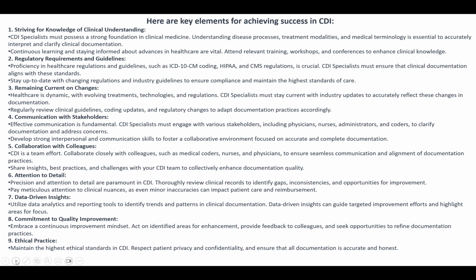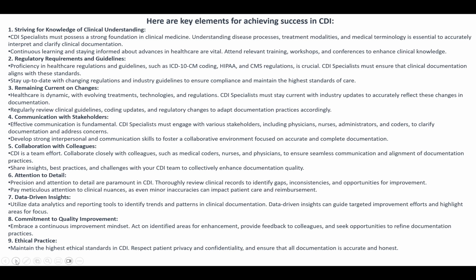Data-driven insights, as I mentioned, we'll talk more throughout the program about metrics, utilizing data analytics and reporting tools to identify trends and patterns in clinical documentation. Data-driven insights can guide targeted improvement efforts and highlight areas for focus. And one of the things that we will cover is what's called the case mix index, and that is one of many metrics. So, we will certainly dive into data-driven insights in the program.